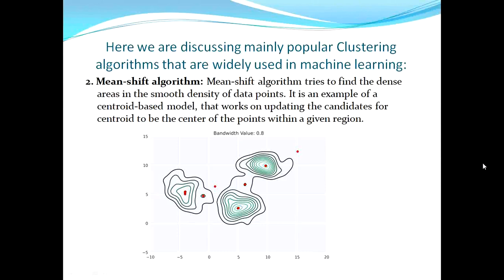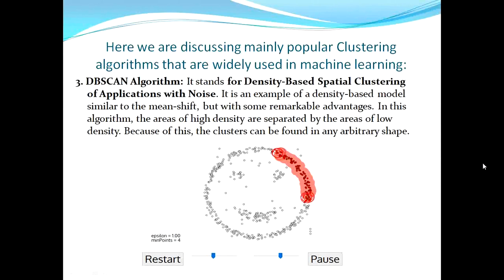Next is the DBSCAN algorithm. This stands for density-based spatial clustering of applications with noise. It is an example of a density-based model similar to mean shift, but with some remarkable advantages. In this algorithm, the areas of high density are separated by the areas of low density. Because of this, the clusters can be found in any arbitrary shape.